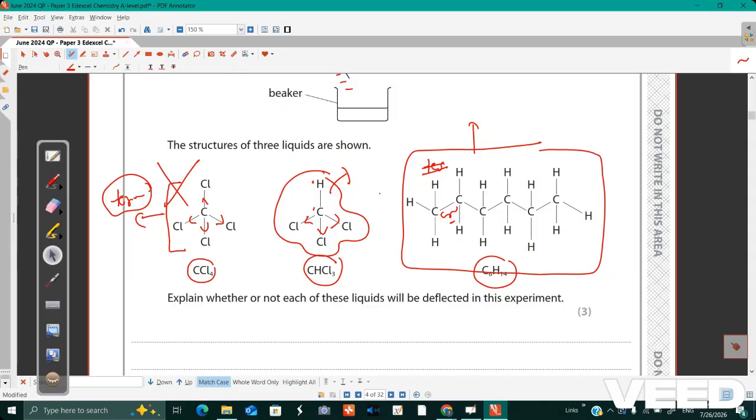It's a polar molecule. So therefore, the stream must contain a polar molecule. So between these three, which is the polar one? CHCl3. Right? So how do you write the answer?